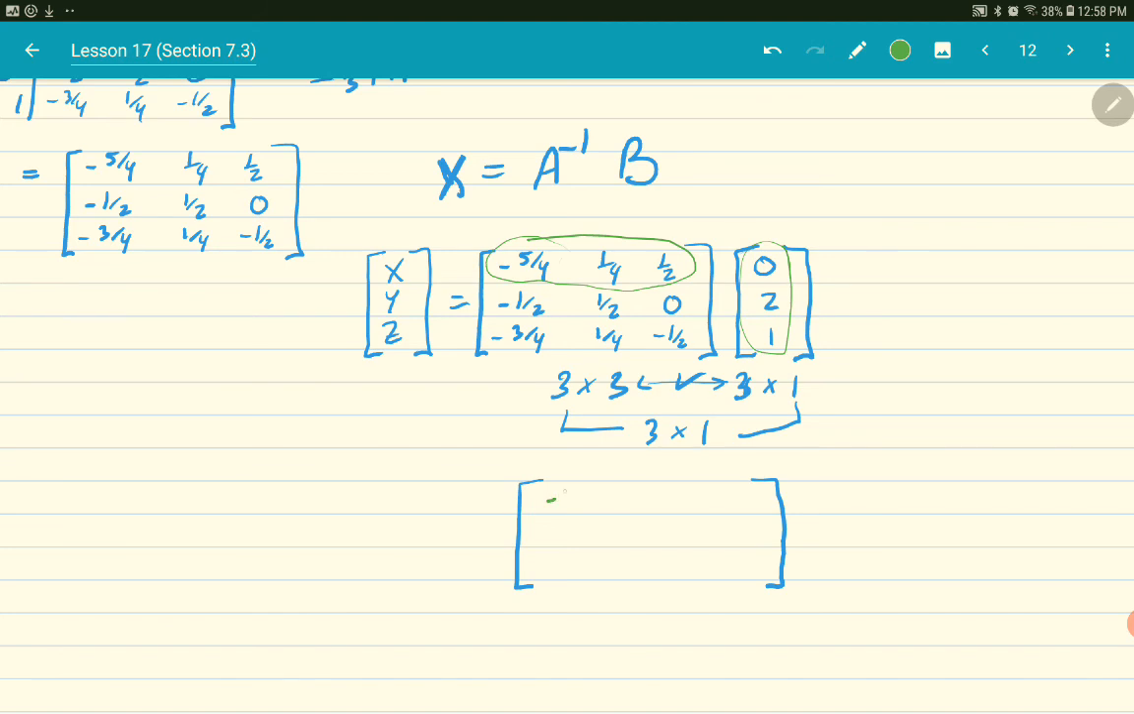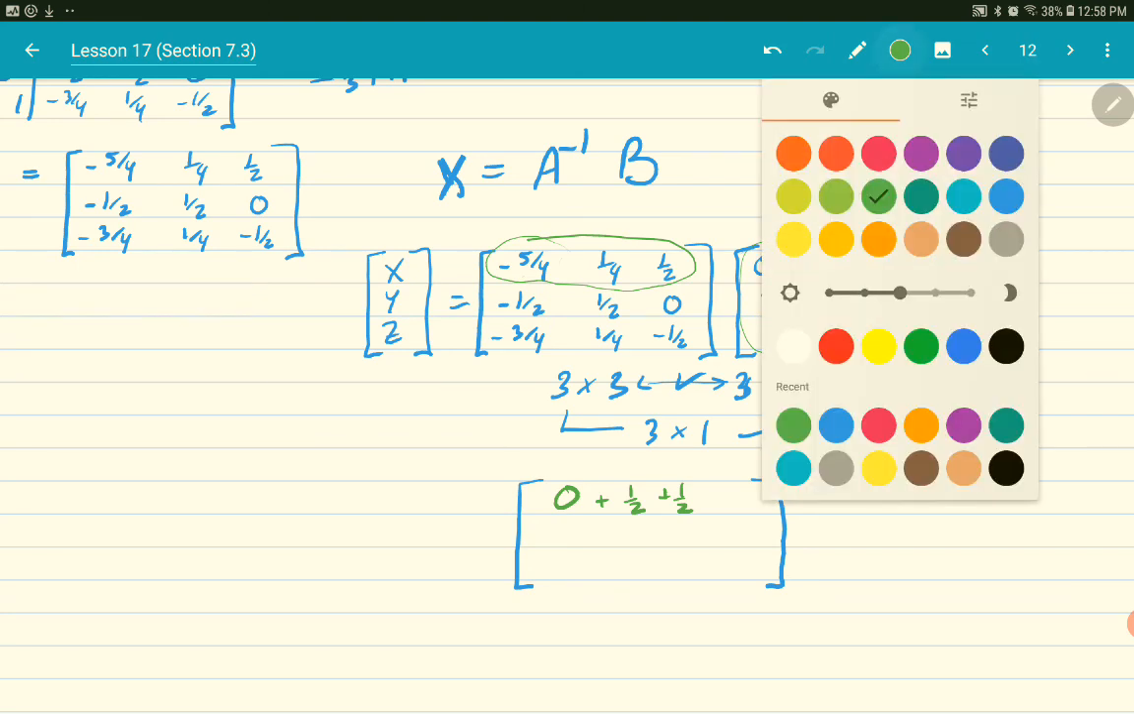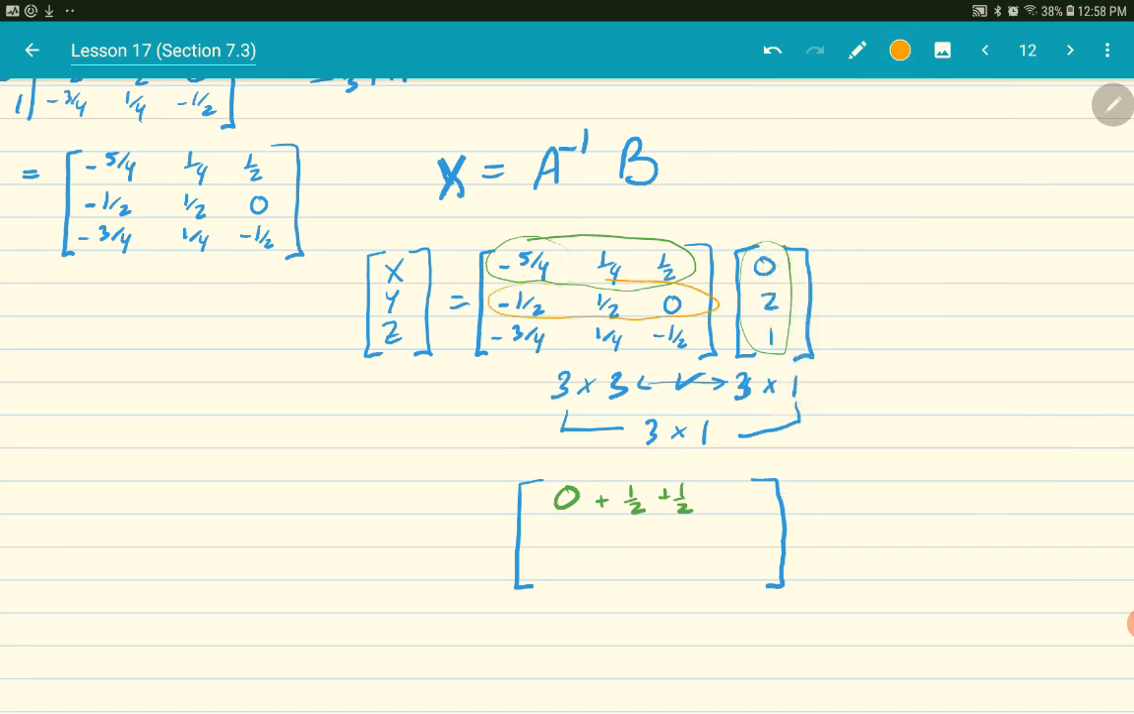So we get negative 5/4 times 0 is 0. 1/4 times 2 gives me 2/4, or 1/2. And the 1/2 times 1 gives me 1/2. So that's my first element. And my second element, we'll do second row times the column, and we get 0. 1/2 times 2 gives me 1. 0 times 1 gives me 0.